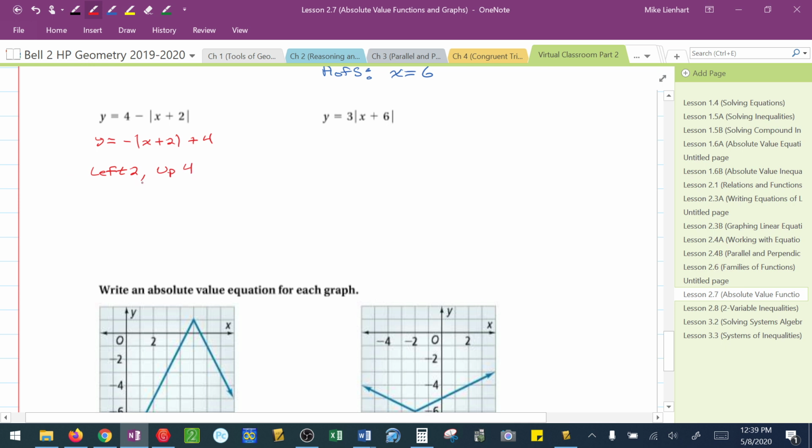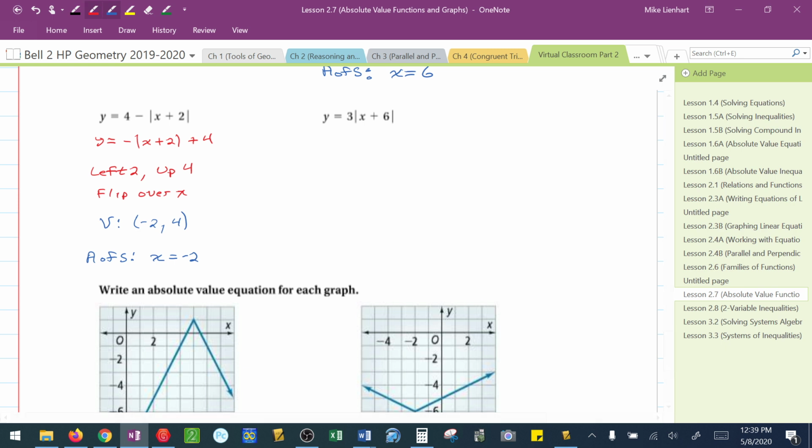That's going to tell me where my new vertex is. There's one other movement in here, and that's the negative in front. So I would say flip over x. Vertex was at 0, 0. It's now left 2 and up 4 from 0, 0. So that's the point -2, 4. Axis of symmetry would be x is equal to -2.